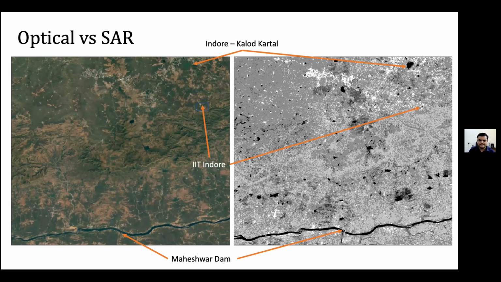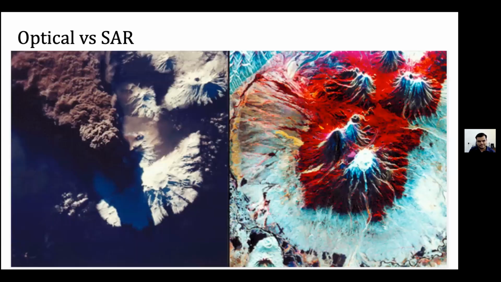So we can see the dam structures. If you look at the image on the bottom, on the left hand side optical data, we are not able to clearly visualize the dams or the bridges, but on the right hand side you can see there are multiple dams on the river in this area, and we can easily visualize them.